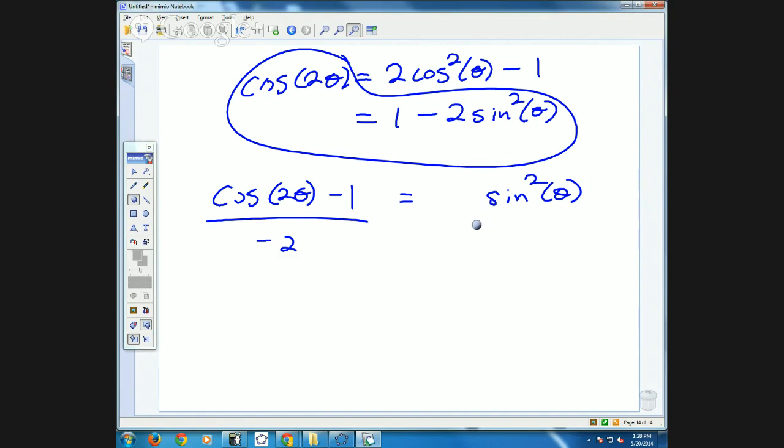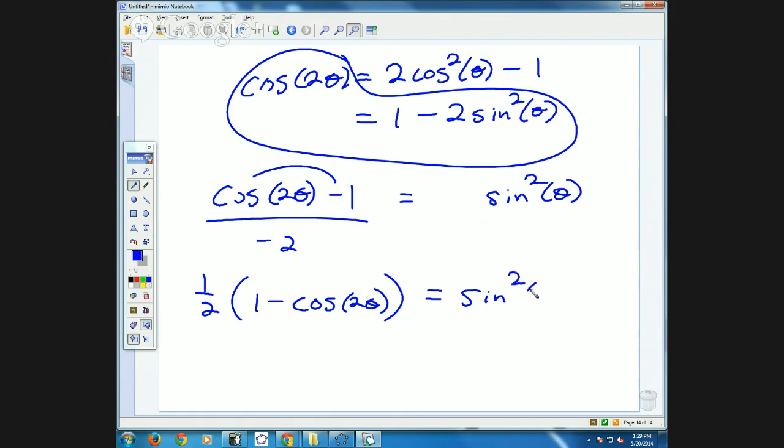Which I could do a little jiggery-pokery on. Dividing by 2 is the same as multiplying by a half, right? So I'm going to pull out a half. And then I'm going to take the negative to switch the signs of these guys. So that's going to give me 1 minus cosine of 2 theta, and that is equal to the sine squared of theta. Guess what I'm going to do next? Exactly. I'm going to take the square root also. So I'm going to rewrite with the square root, square root of that, square root of that.